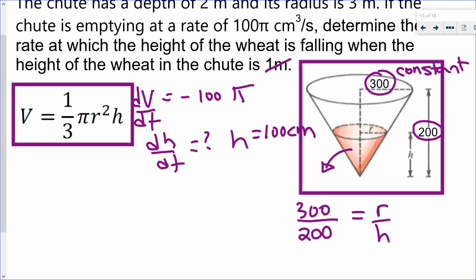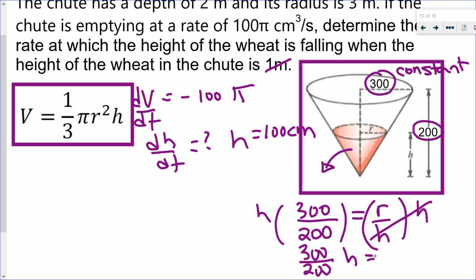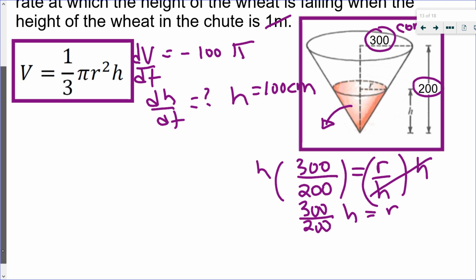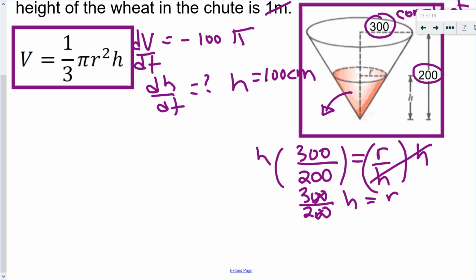So multiplying both sides by h, I get 300 over 200 h is equal to r. Or, more simply put, let's cancel by dividing by 100. I have 3h over 2 equals r. So that is what I'm going to use in my formula in place of r. So I'm only going to have a formula with volume and height.